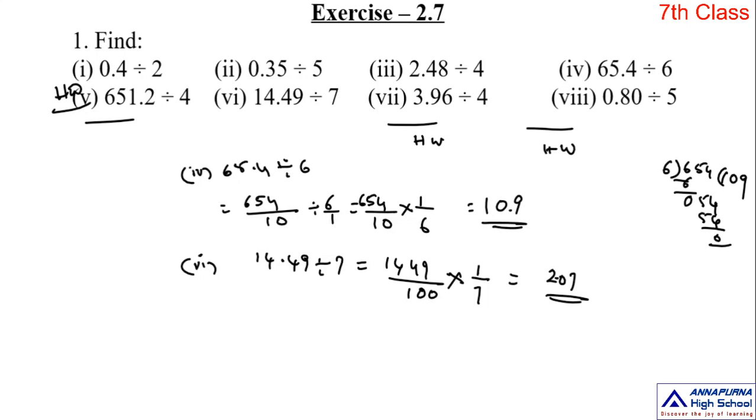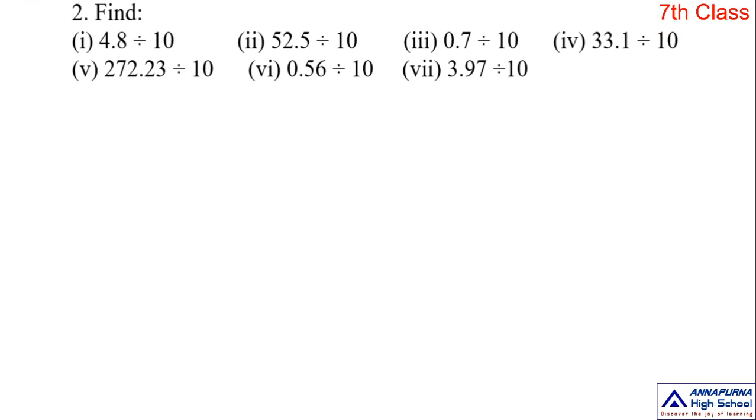Now come to the second problem. Find 4.8 by 10. First one is 4.8 by 10. As you know, there is a shorter way, and it is very simple. When you divide any decimal number by 10, you should shift the decimal point to the left as many places as there are zeros over 1. So here, which is equal to how much?